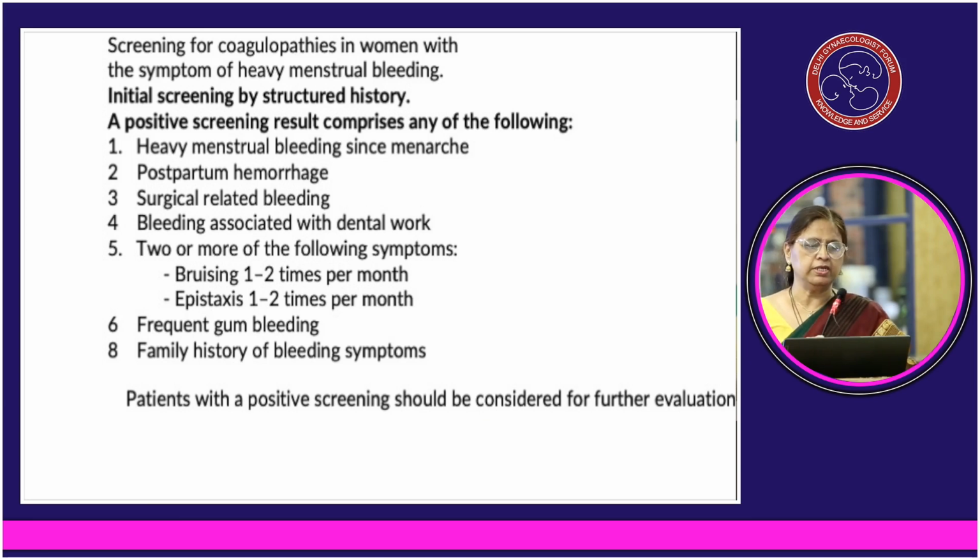Now, how will we evaluate? Screen for coagulopathy. In the history, we have to ask about coagulopathy in every woman with heavy menstrual bleeding, especially adolescent girls. In initial screening, there should be a structured history. A positive screening result comprises heavy menstrual bleeding since menarche. We can think that there may be some coagulation disorder. And if she has delivered, there may be postpartum hemorrhage, surgery-related bleeding, or bleeding associated with dental work, or two or more of the following symptoms: bruising one to two times per month, epistaxis one to two times per month, frequent gum bleeding, and a family history of bleeding symptoms. A patient with a positive screening should be considered for further evaluation for coagulation disorders.